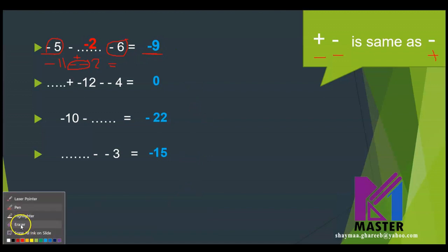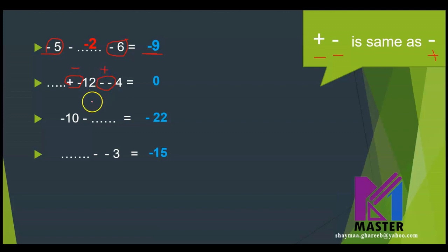Let me erase this before I start the next example. In the next example, I have a missing number plus negative 12 minus negative 4. So first, I'm going to change these two signs into negative, and I'm going to change these two signs into plus. So what number minus 12 plus 4 gives 0?